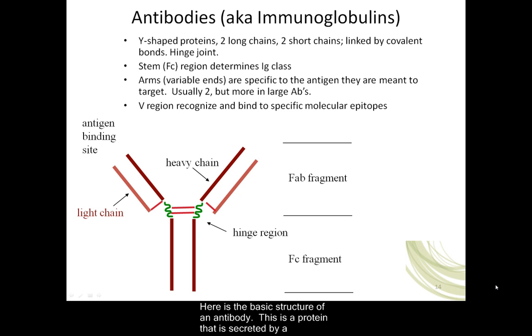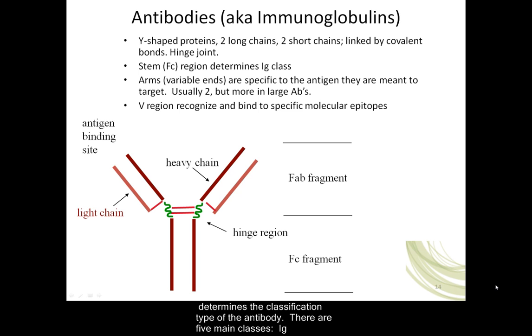Here is the basic structure of an antibody. This is a protein that is secreted by a mature B cell called a plasma cell. Antibodies are also called immunoglobulins. Antibodies are secreted into the plasma by the plasma cells. You'll notice that they are a Y-shaped protein with two long peptide chains that are colored here as dark brown, and two short chains that are colored here as red.